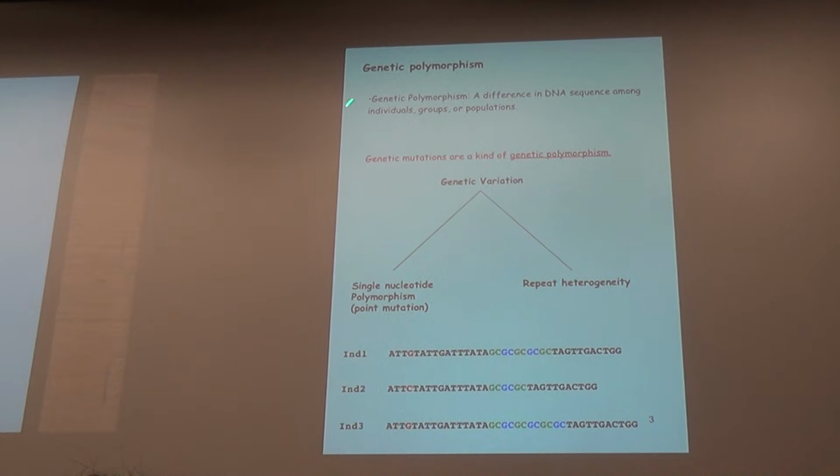So, genetic polymorphisms. Here we're not going to talk about mutations per se, we're going to talk about polymorphisms, but mutations are a subfraction of polymorphisms. A genetic polymorphism is a difference in DNA sequence amongst individuals, or amongst groups or populations. They come in two primary categories: single nucleotide polymorphisms, what we've been referring to as point mutations until now, and then repeat heterogeneity, or the number of repeats being different in different populations. So, two categories that we're going to focus on.